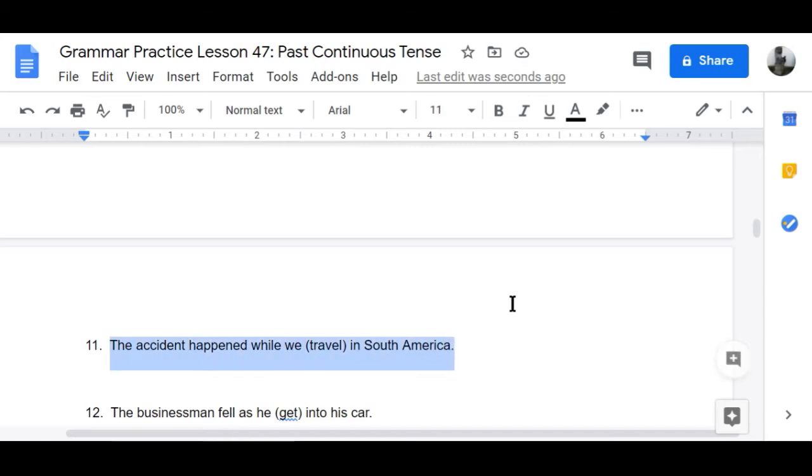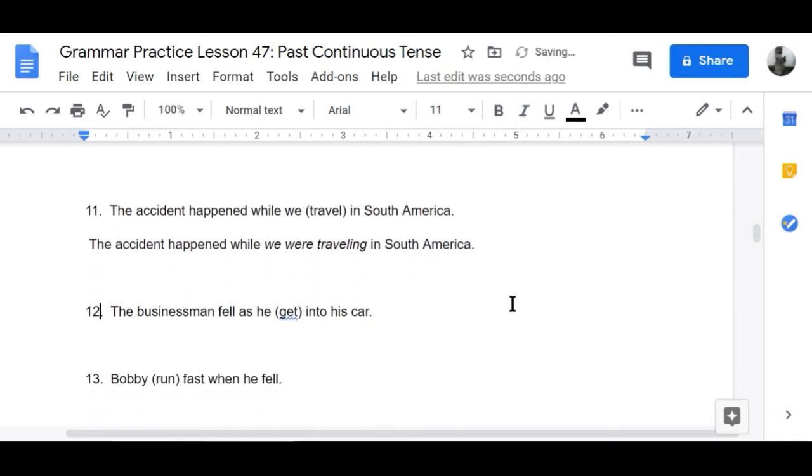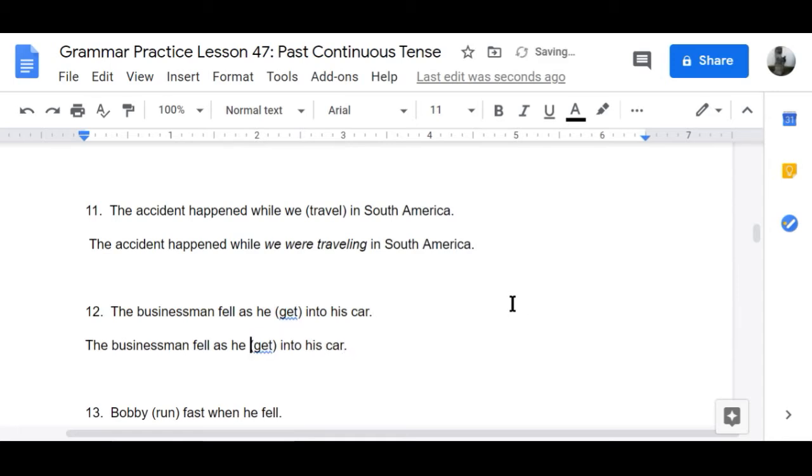The accident happened while we were doing what, guys? Traveling in South America. The accident happened while we were traveling in South America. While, when, it's all the same. Pretty cool. 12. The businessman fell as he into his car. So the businessman fell as he was doing what?